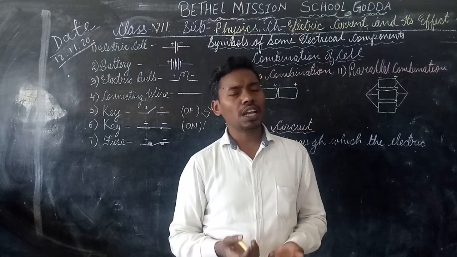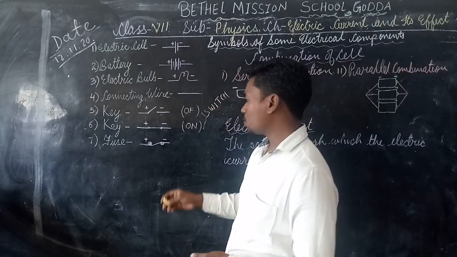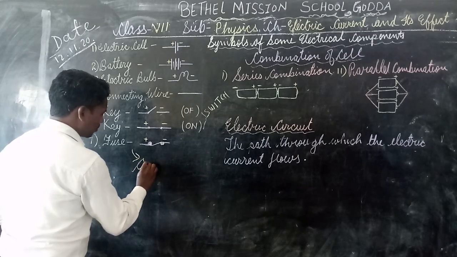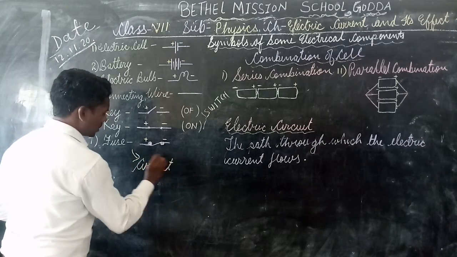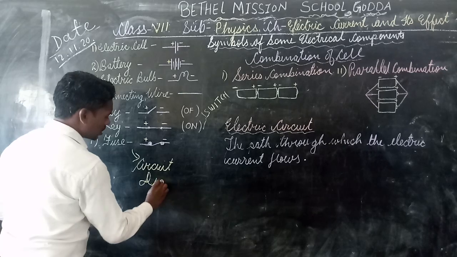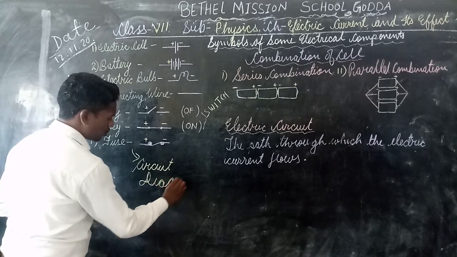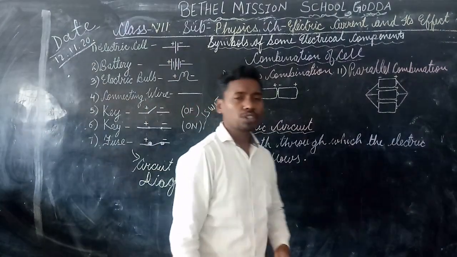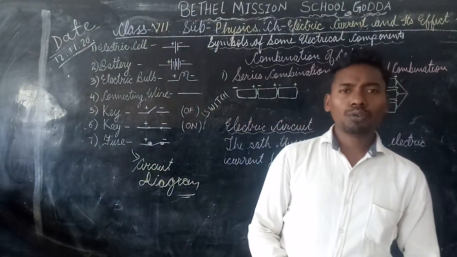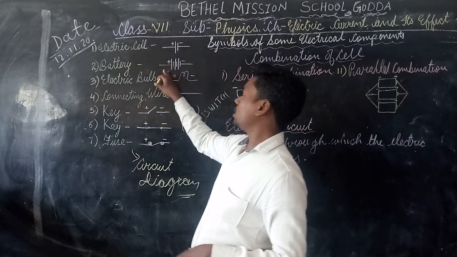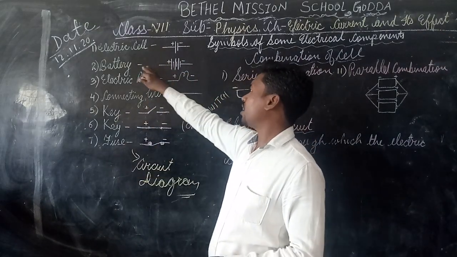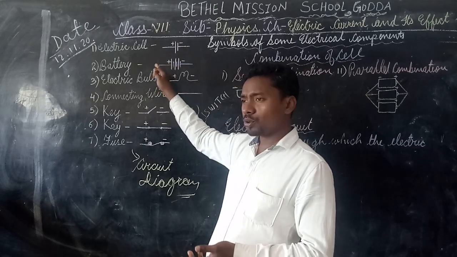We will use these electric components in something we call a circuit diagram. I will come to it in the next video. Before this, let us understand some more things. Here you saw that one or more cells were combined together. Yes, in a battery, two or more cells are combined together.